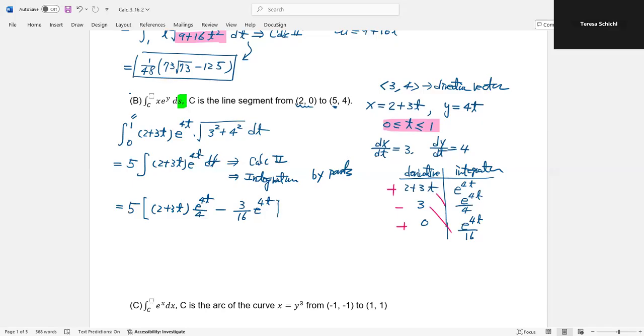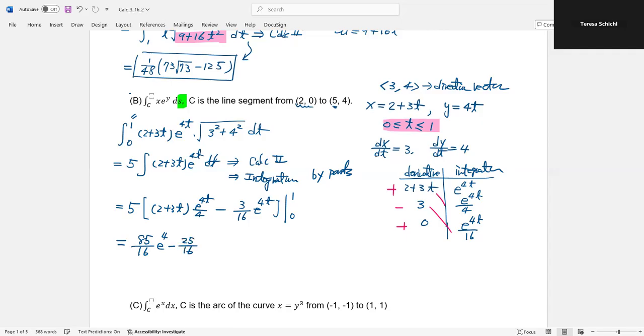And then what do we need to do? We need to plug in 0 and 1 here. Okay, so after you plug it in, we will get our answer: 85 over 16 e to the 4th minus 25 over 16.